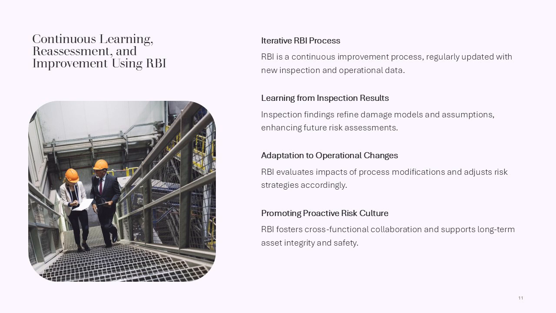Continuous improvement through RBI involves learning from inspection results and failures to refine damage models, corrosion rates, and assumptions. For example, unexpected inspection findings may indicate that degradation is occurring faster or in different locations than previously assumed. Incorporating this information improves the accuracy of future risk assessments and inspection plans.